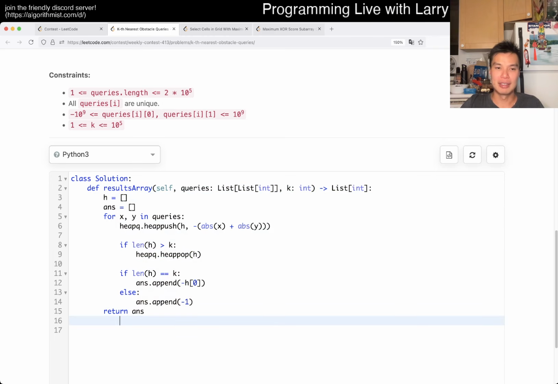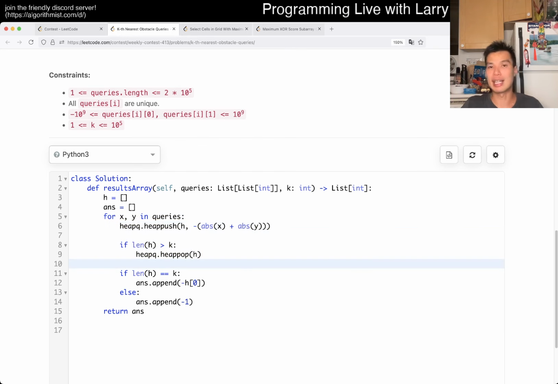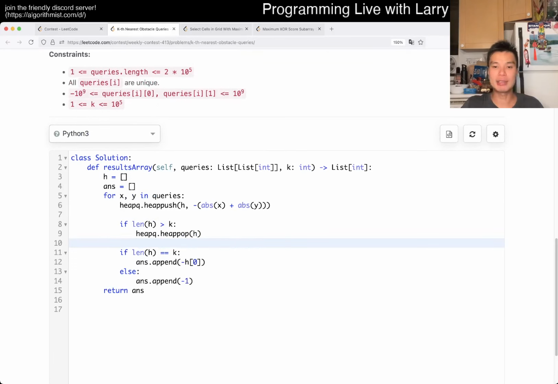So this is O of n, the number of queries, times the heap operation of up to log k. So this is n log k. That's all I have for this one. Let me know what you think.